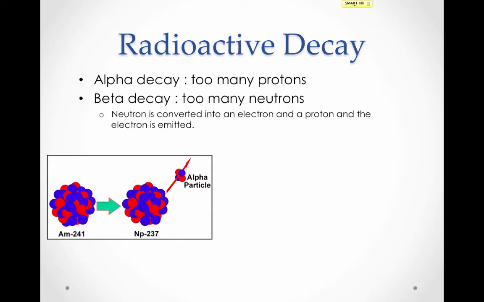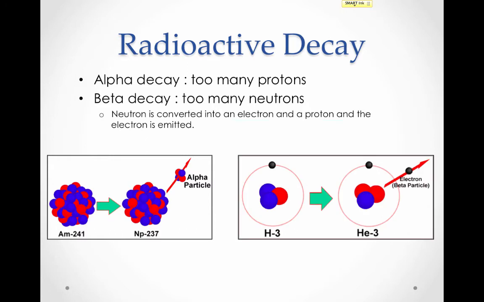Beta decay occurs when there are too many neutrons in the nucleus. Because there are too many neutrons, a neutron will be converted into an electron and a proton. The electron gets emitted, but the proton remains. So here we have a hydrogen nucleus. This is a tritium nucleus because it has a mass number of 3. One of its neutrons will be converted to a proton and an electron. The electron will leave, and the element now has 2 protons, making it helium instead of hydrogen.